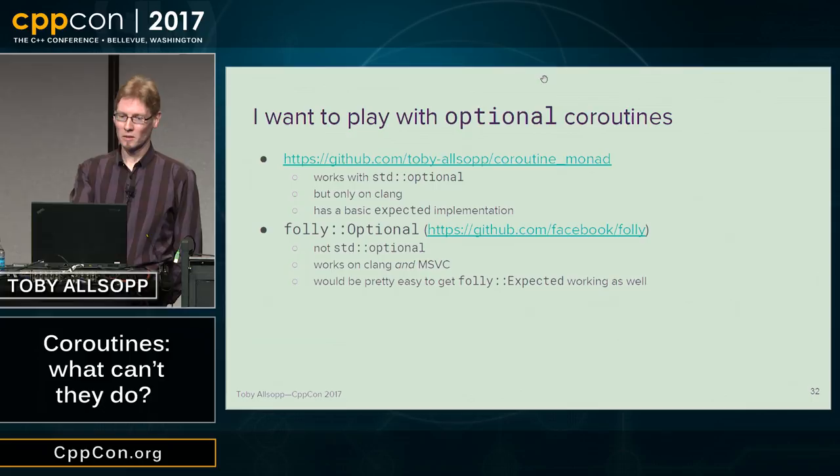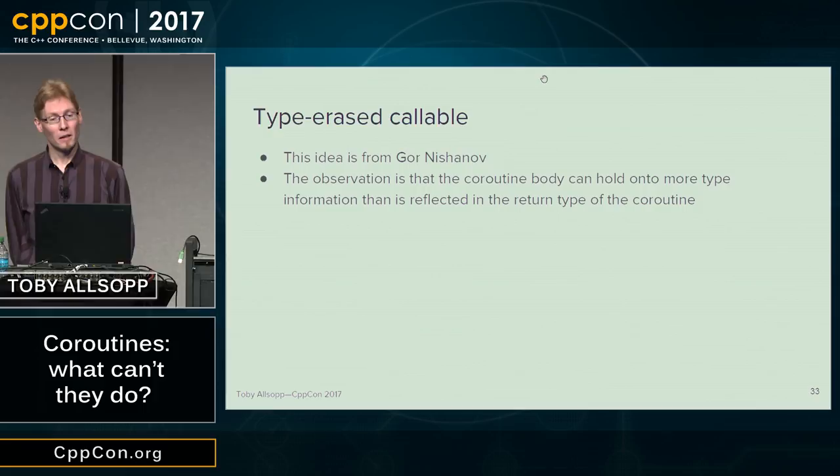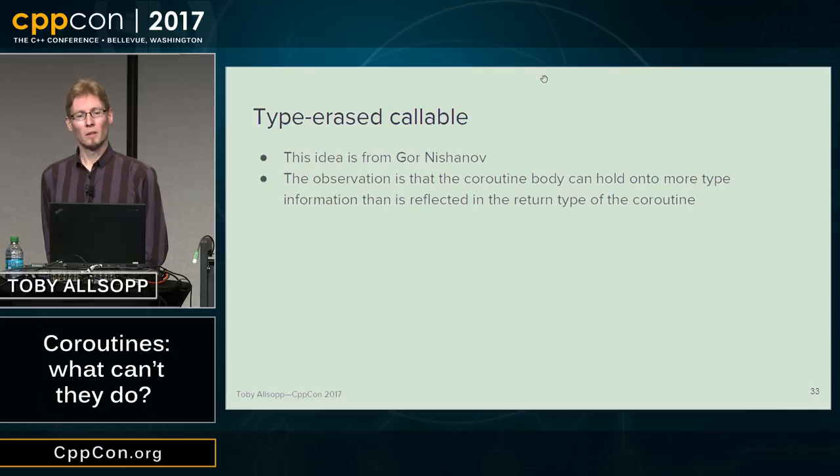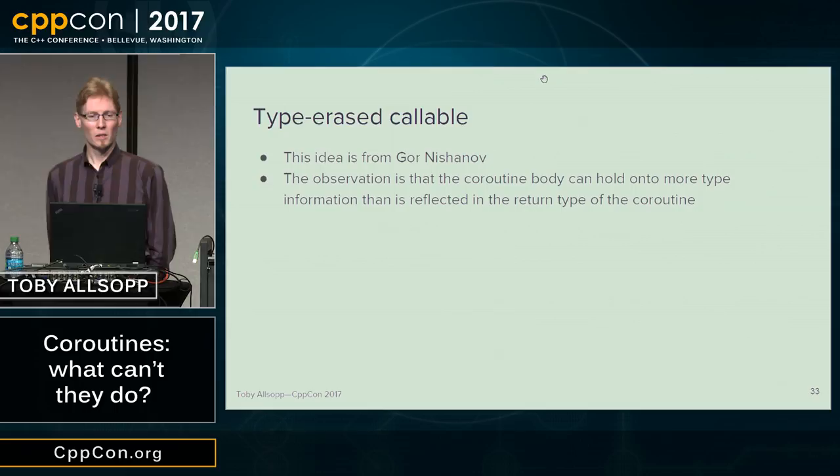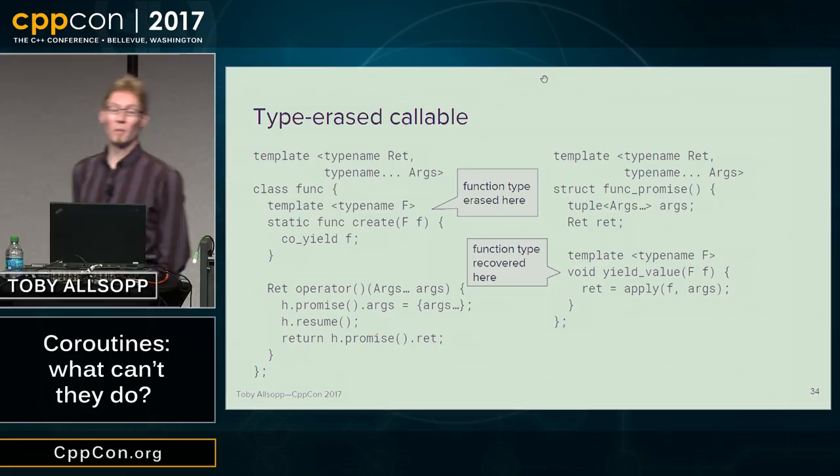So the other potentially interesting idea, this is something that I stole from Gor, is that you can get a kind of type erasure out of the coroutine machinery. The interesting thing is that the body of a coroutine can have more type information than the return type of the coroutine.